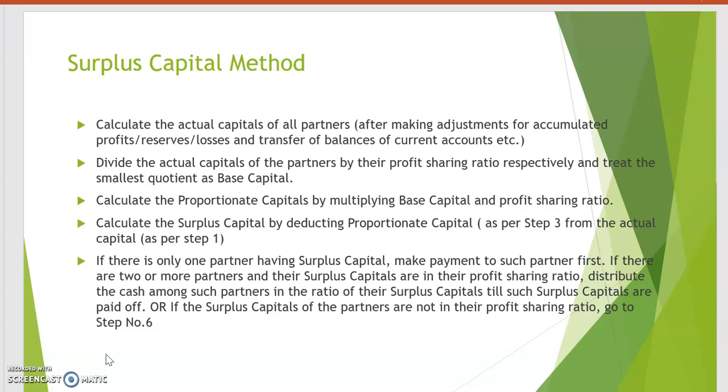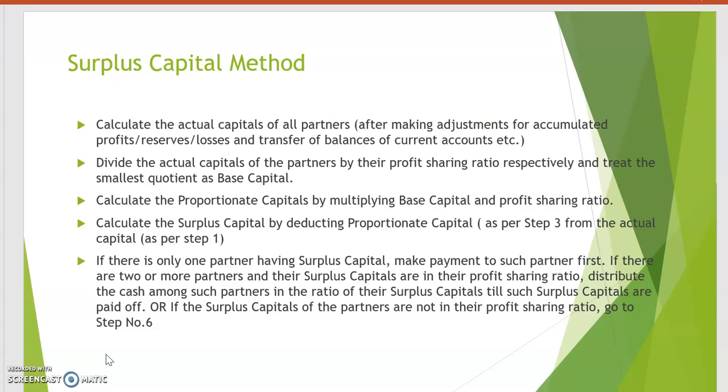After this, divide the actual capital by the partners' profit sharing ratio, which gives the quotient as a base capital. The smallest quotient means finding the unit value in this way. The formula for this: actual capital, calculated in point number 1, divided by the profit sharing ratio given in your question. Then calculate proportionate capital by multiplying base capital and profit sharing ratio.